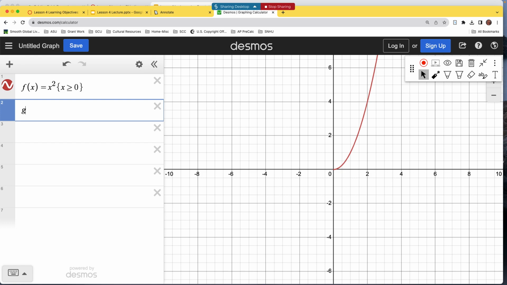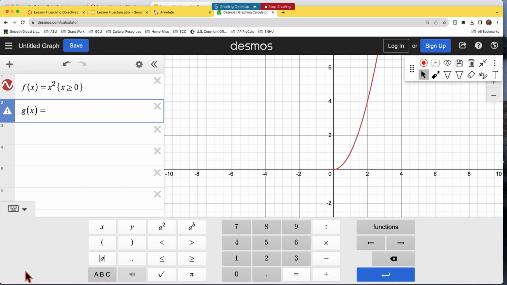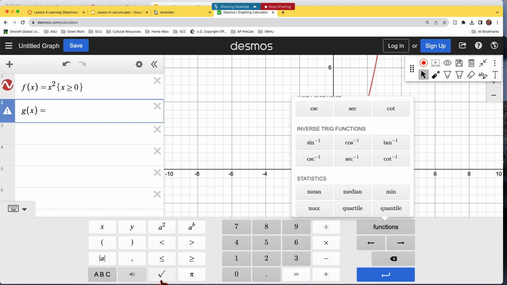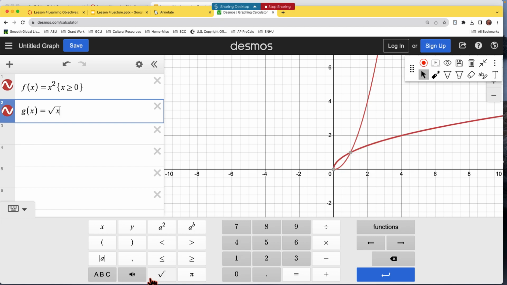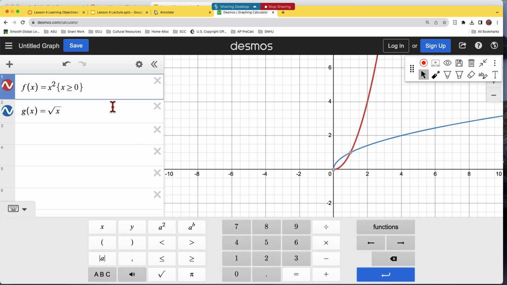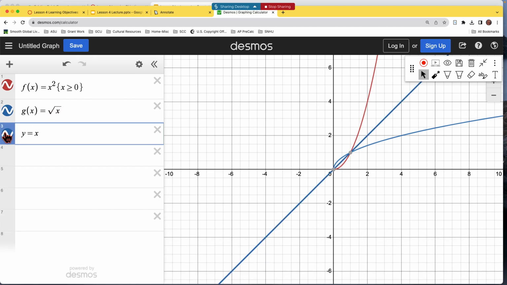And then we could also say g of x, which is its inverse, is the square root. Where is our square root function? Oh, there it is. Square root of x. Let's change colors. And then if we put in the line y equals x, make it green and we'll dash it. That's what you would see, this sort of reflection over that line.